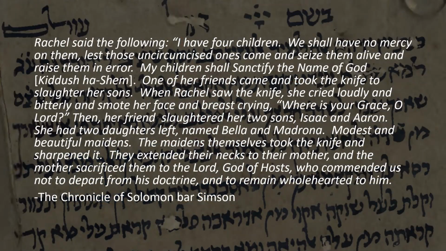Rachel said the following: "I have 4 children. We shall have no mercy on them, lest those uncircumcised ones come and seize them alive and raise them in error. My children shall sanctify the name of God." One of her friends came and took the knife to slaughter her sons. When the mother, Rachel, saw the knife, she cried loudly and bitterly and smote her face and breast, crying, "Where is your grace, O Lord?"